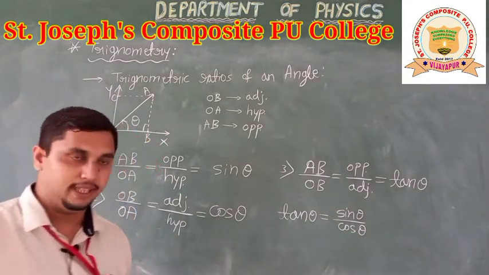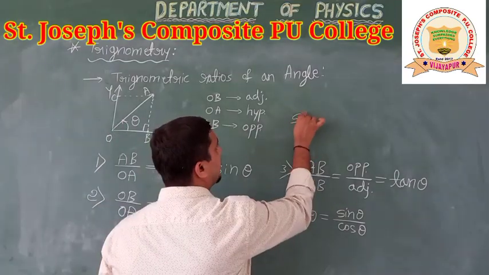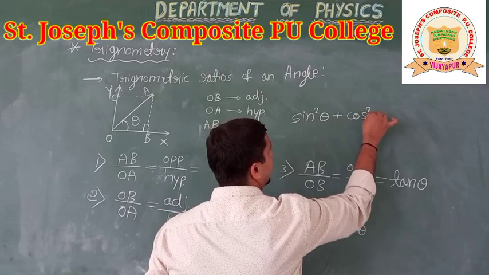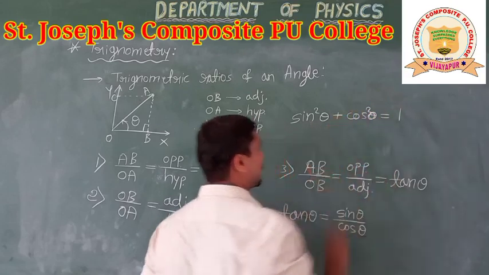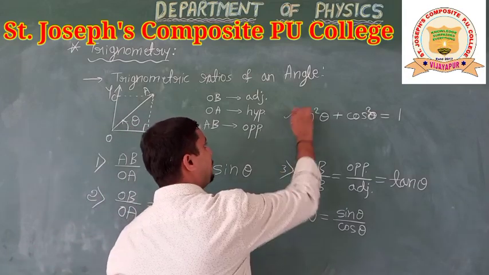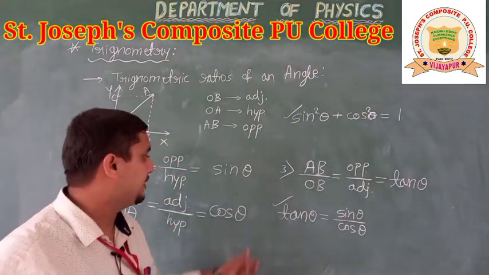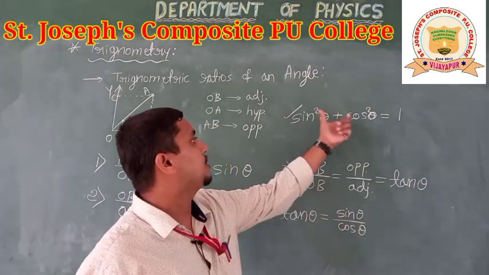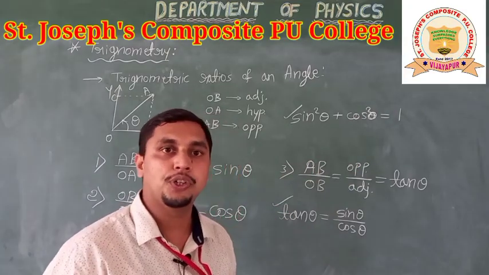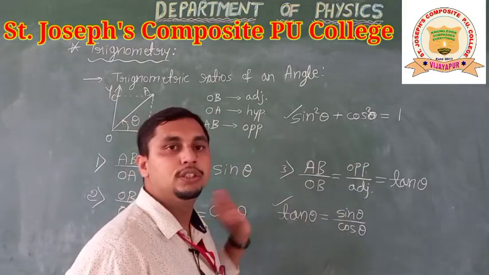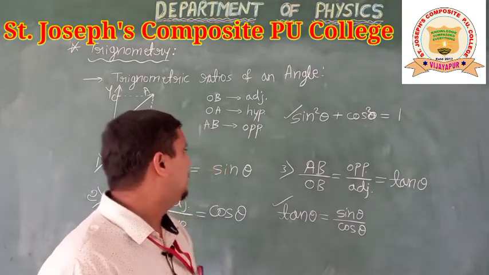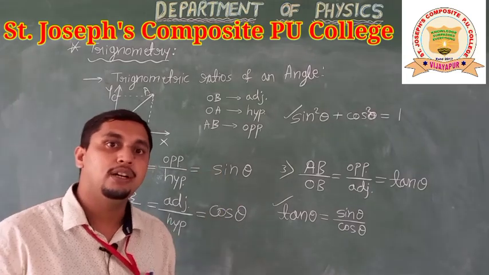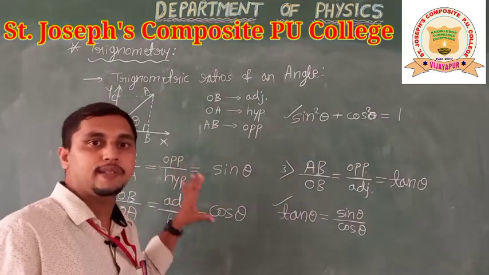Along with this, another one is sin square theta plus cos square theta is equal to 1. These are the standard important relations: tan theta is equal to sin theta by cos theta, and sin square theta plus cos square theta is equal to 1. These two you have to remember, keep them in your mind. Mainly this will be applicable in the 4th chapter, motion in a plane. I hope it is understood.